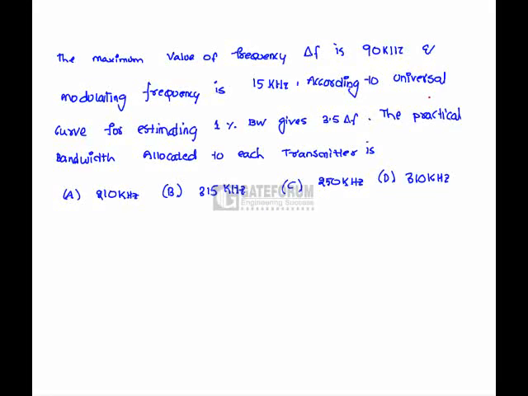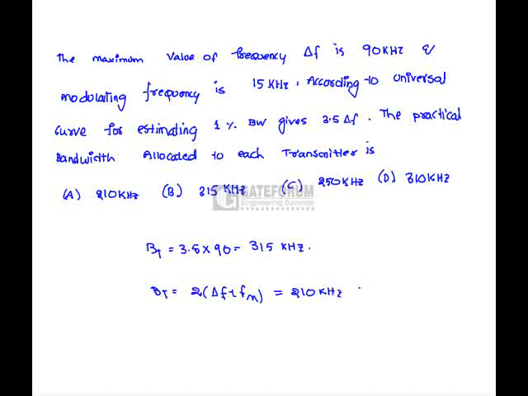Maximum value of frequency deviation is 90 kHz and modulating frequency is 15 kHz. According to the universal curve, for estimating 1% bandwidth it is 3.5 delta F. The practical bandwidth allocated to each transmitter is, according to the universal curve, 3.5 into 90, which is 315 kHz. Whereas according to Carlson's rule, the bandwidth is 2 into delta F plus FM, which is 210 kHz.